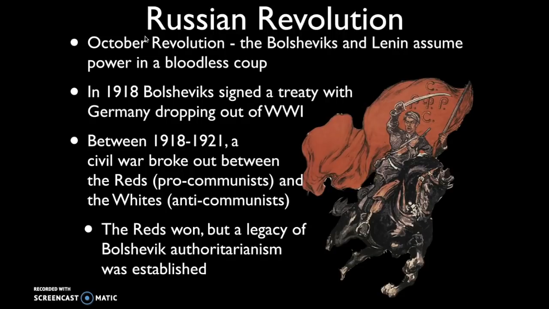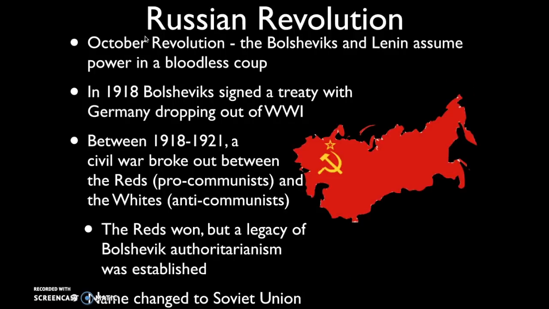The Reds ultimately win this civil war, but in the process of having to take power and assume power in sort of a strong fashion, we're going to see this history of Bolshevik authoritarianism. Authoritarianism is just a very strong, powerful, centralized government, so very similar to almost what we saw under the Tsars, where there's not a lot of room for dissent or disagreement. So the name in 1921 is changed from Russia to the Soviet Union to reflect that power is shifting towards the Soviets, which again were these sort of union of factory workers in various Russian cities.